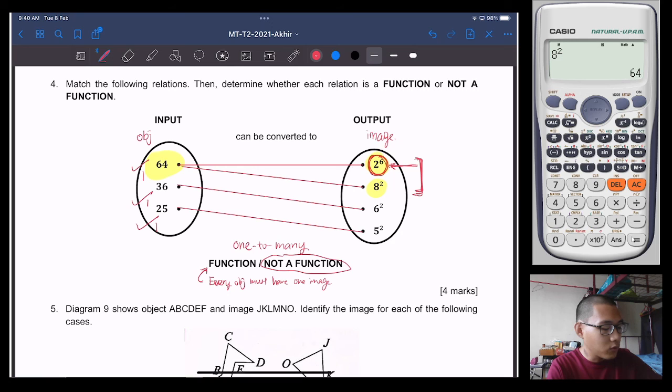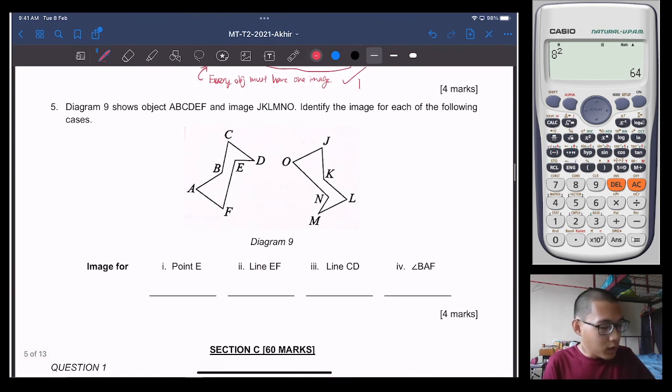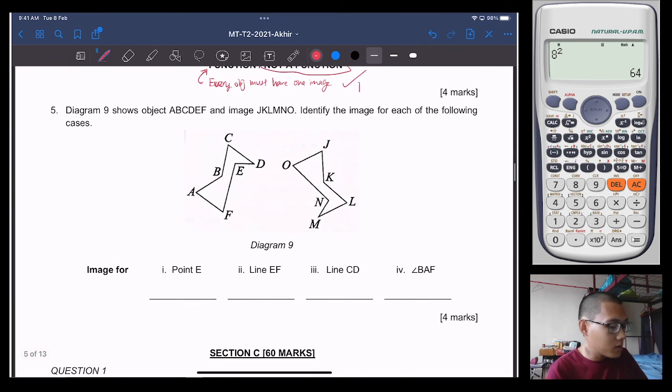Okay, and then the last one is a function, not a function, 1 mark, total is 4 marks. So the input and output must try to connect correctly. Okay, the last one for this one, diagram 9 shows objects A B C D E F and image J K L M N O. So we try to identify the image for each of the following cases.